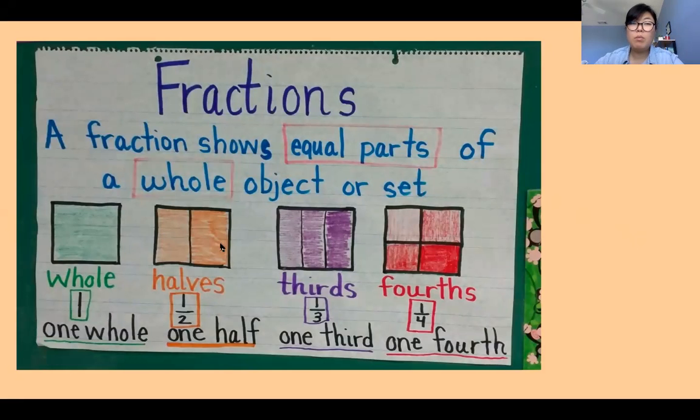Next, when it's broken into two equal parts, it's called halves. Halves have two equal parts. When there are three equal parts, it's called thirds. Then, lastly, if it's broken into four equal parts, it's called fourths. And remember, equal parts mean that each part is the same size or the same amount.